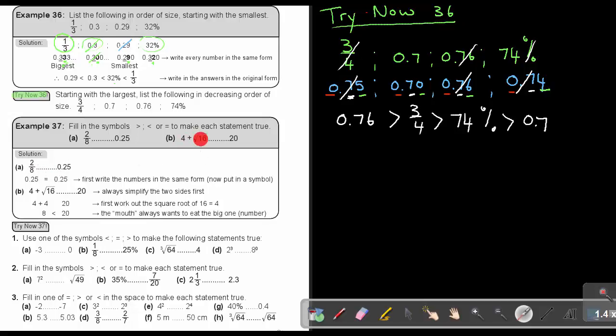Again, work out the calculation, then you get 8. And then this is 20. And which one is the biggest one? 20. And the mouth looks towards the biggest one. I want you to do the following: number 1, C, number 2, B, and number 3, C. Stop the video, and as soon as you are finished, you can continue with the video.